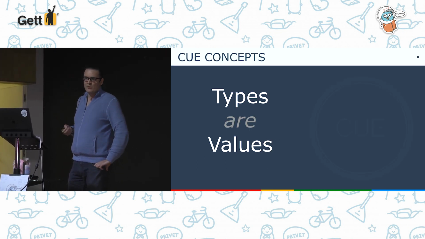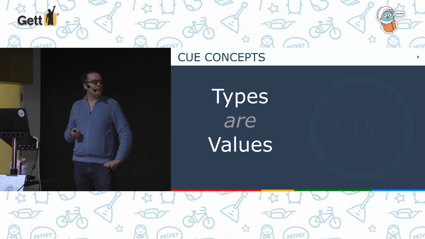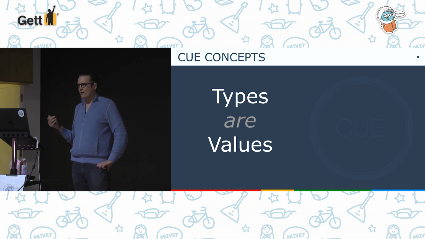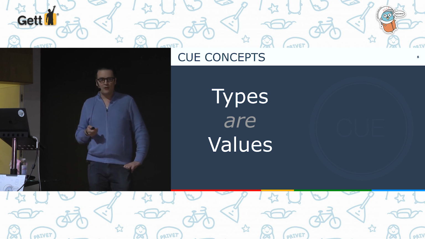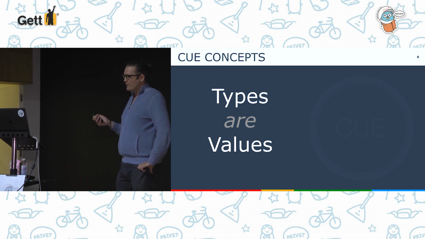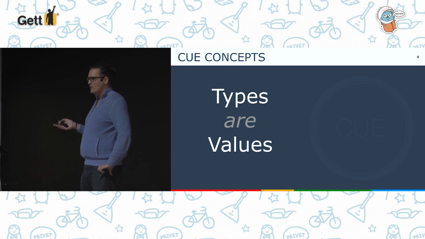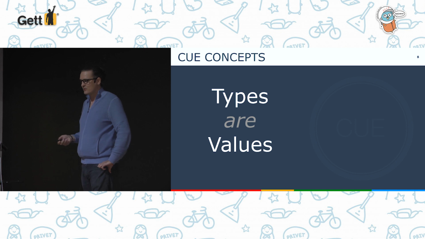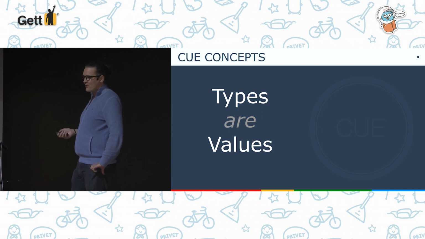So the best way to demonstrate what this can do is by a live demo. But before I do that, I first have to make some of these concepts a little bit more concrete. And so the first thing to realize, which is a novel thing if you compare it to programming languages, is that types are values. They're the same thing. So what does that mean?